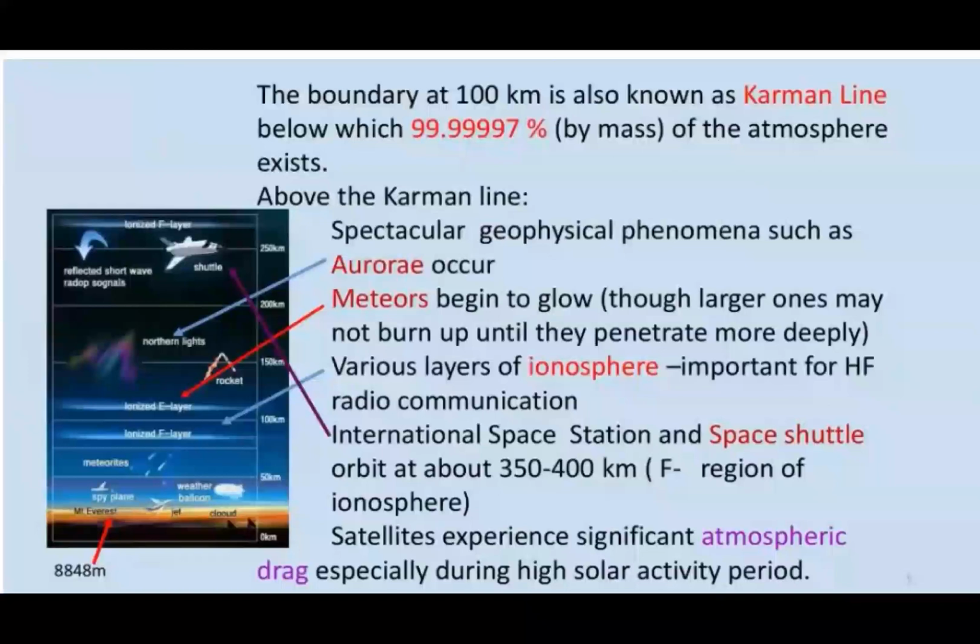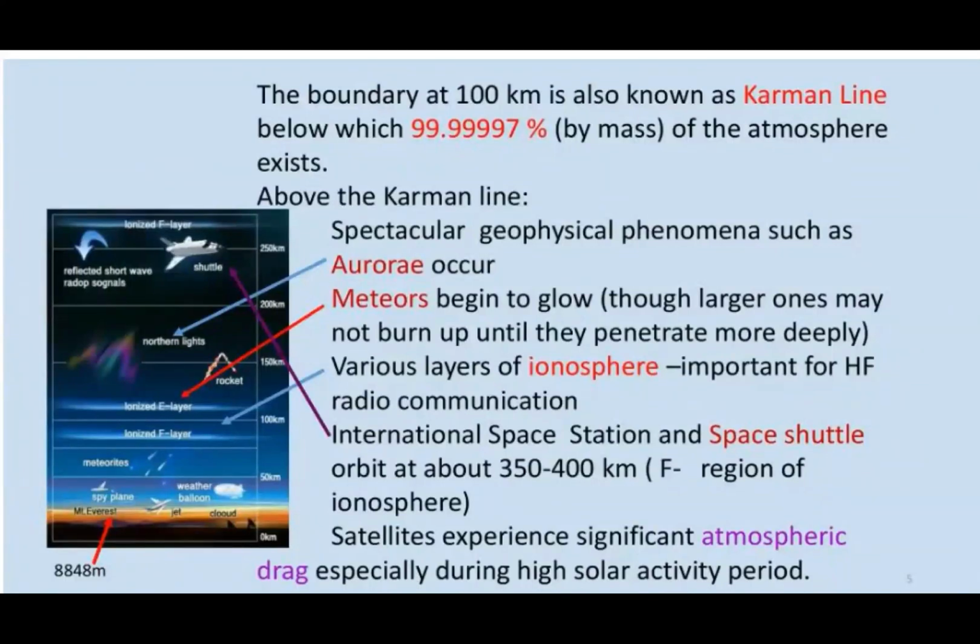Now, once again, we go to that boundary at 100 kilometer, which has other physical significances, and which is also known as the Karman line, below which most of the atmosphere, 99.99997% by mass, stays below 100 kilometers. So we can say almost practically all atmosphere exists below the Karman line.